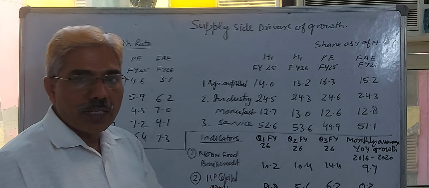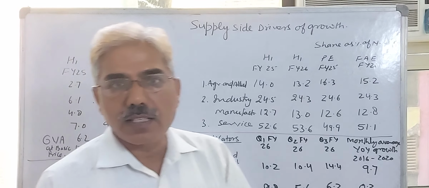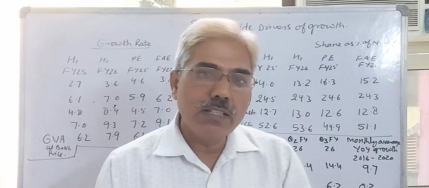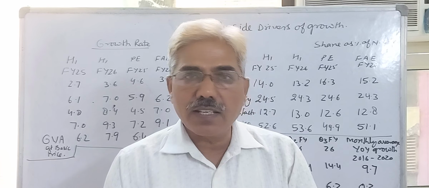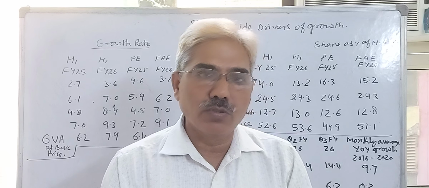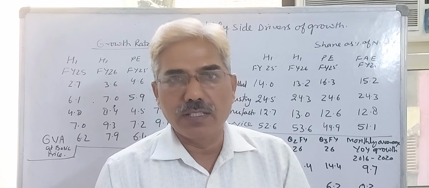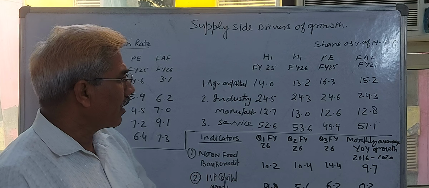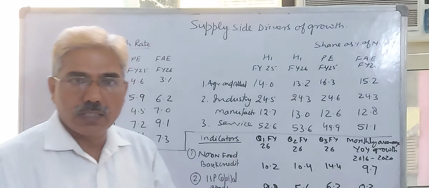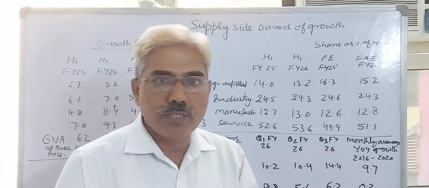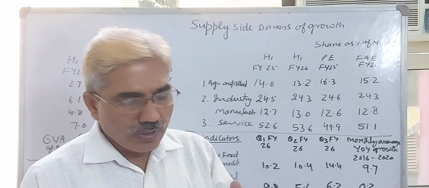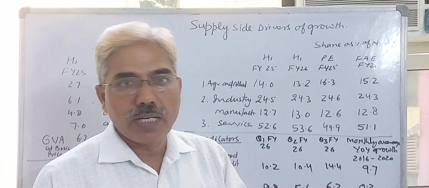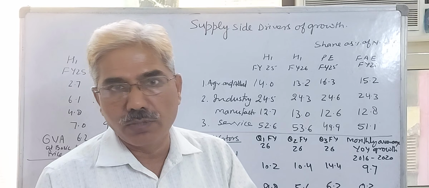In my previous video I discussed with you the demand side factors determining the growth rate of our GDP. Today I will discuss the supply side factors, how they determine the GDP growth rate in recent and previous years. Take it very easily. I would like to pursue this topic very simply so that you can understand. Demand means total demand of the society. Supply means total output of the economy.